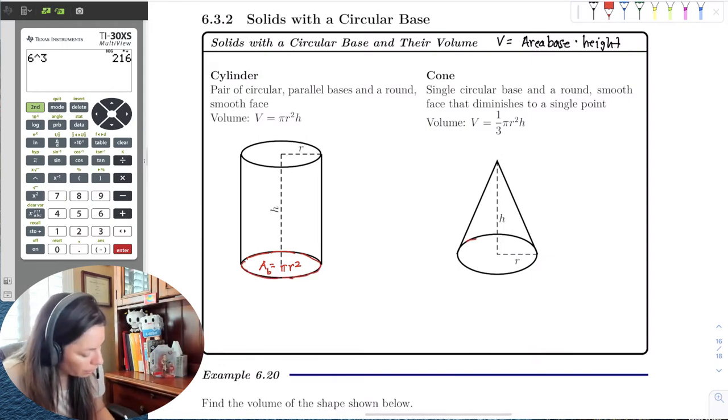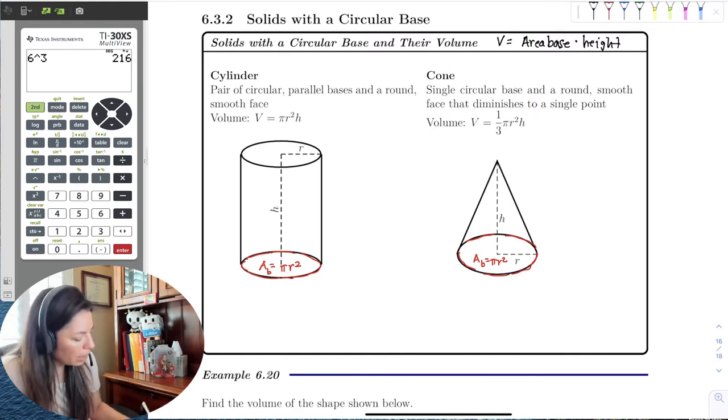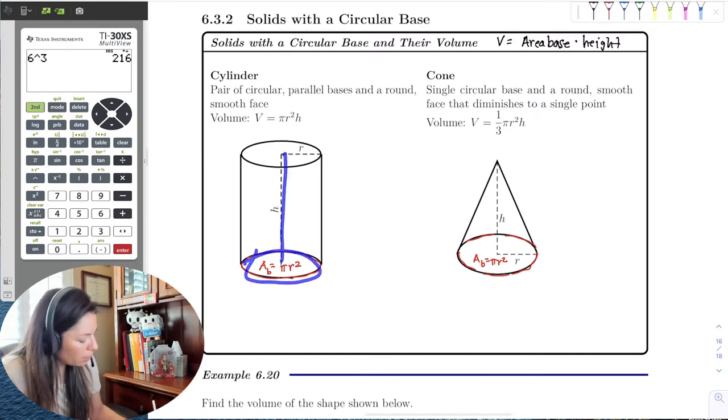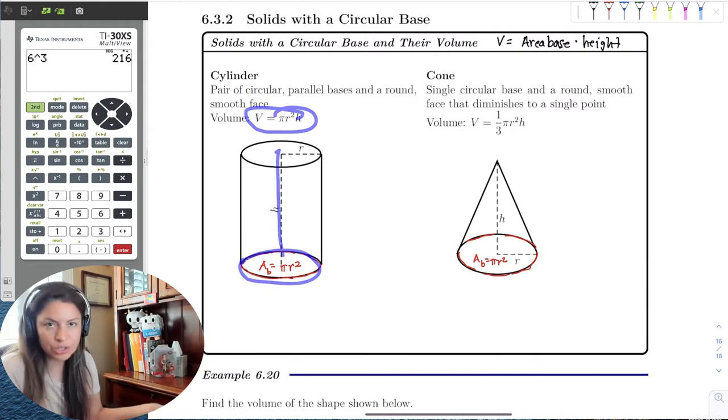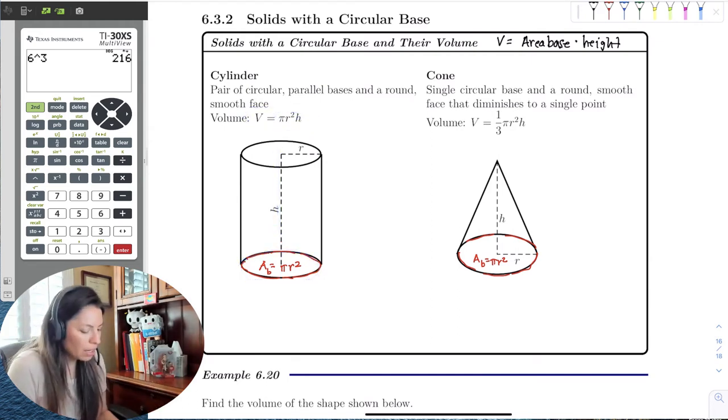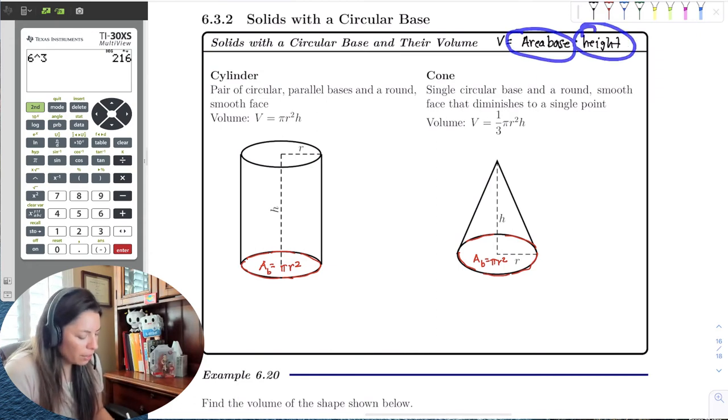And same here. See that circular base? The area of the base is pi r squared. So all you're doing is taking the area of the base times the height. So area of the base, pi r squared, times h. Isn't that so great? Area of the base times the height.